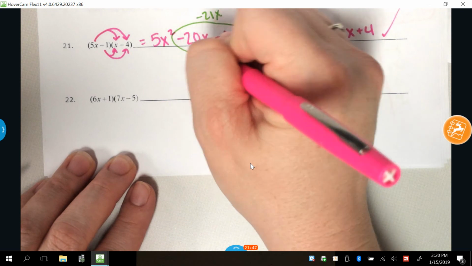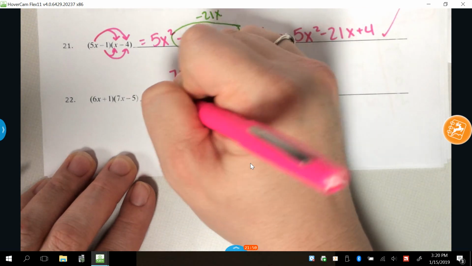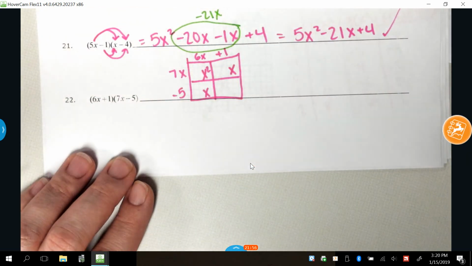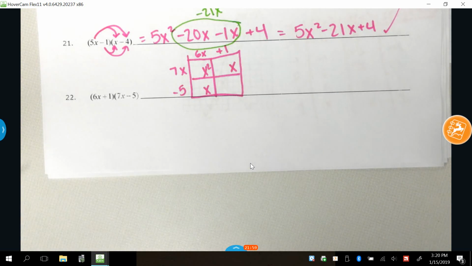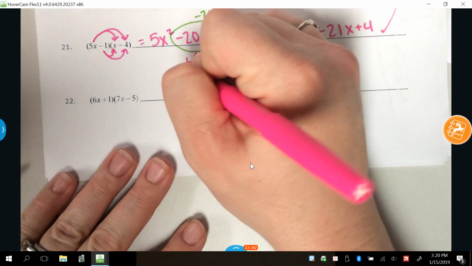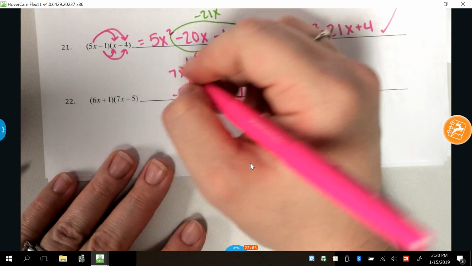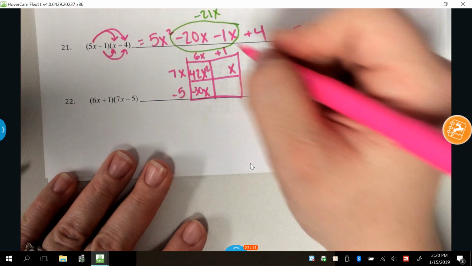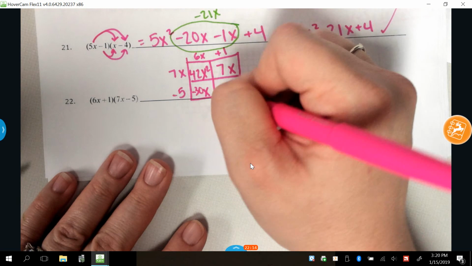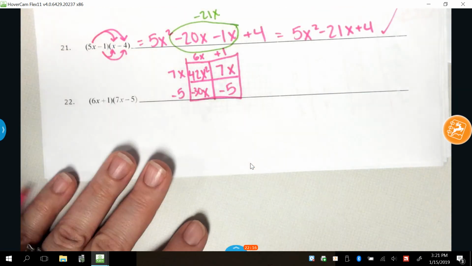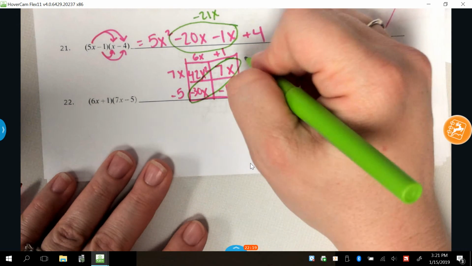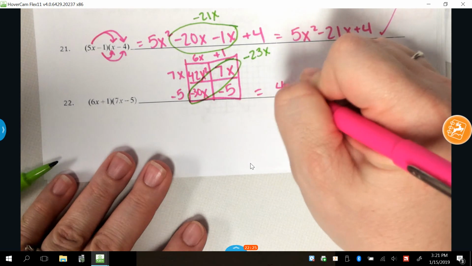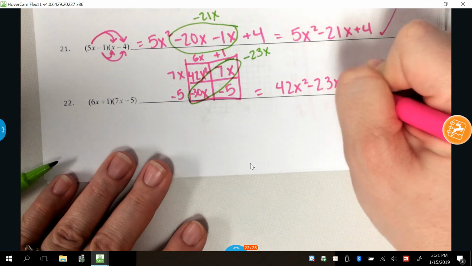so we get 6x positive 1, 7x negative 5. Okay, so 7 times 6 is 42, 6 times 5 is negative 30. Yeah, I don't know why I'm second guessing myself. 7 times 1 is 7. Negative 5 times 1 is negative 5. This gives us negative 23x. So my answer is 42x squared minus 23x minus 5.